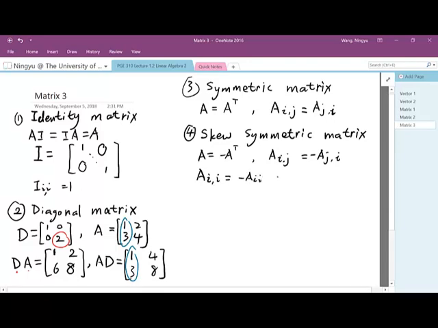What is A_ii? You can find the number. If a number equals the negative of itself, what is the number? 0. So in a skew symmetric matrix, everything on the major diagonal is 0. And in some future course, you may see this kind of skew symmetric matrix.